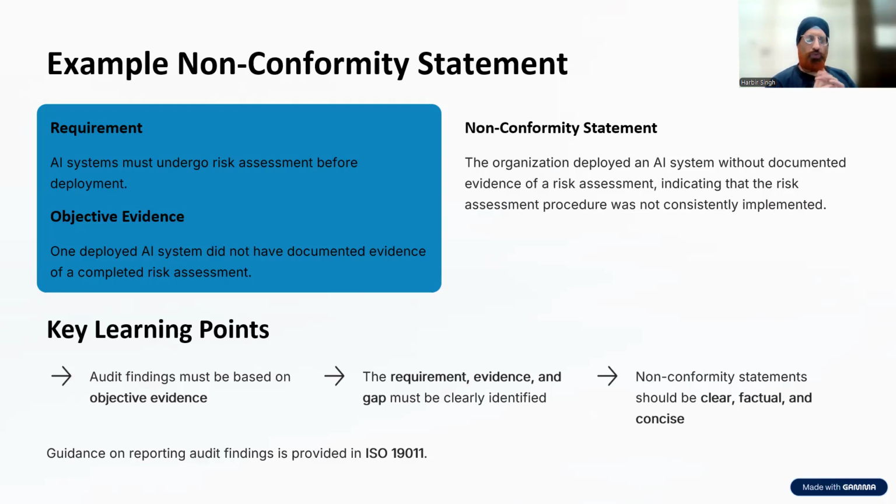So what is your learning from this exercise? Audit findings must be based on objective evidence. That is a very, very important learning from this exercise. The requirement, evidence, and gap must be clearly identified, and these will be in sync with each other. Non-conformity statements should be clear, factual, and concise. These should be your very clear, crisp, to-the-point key takeaways from this exercise.